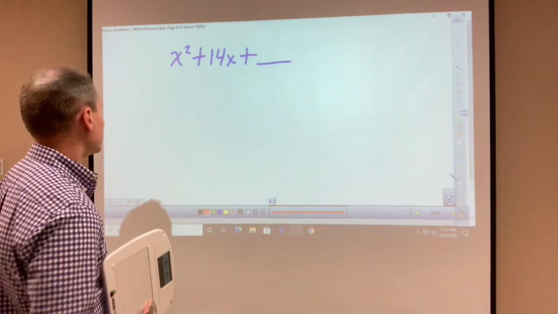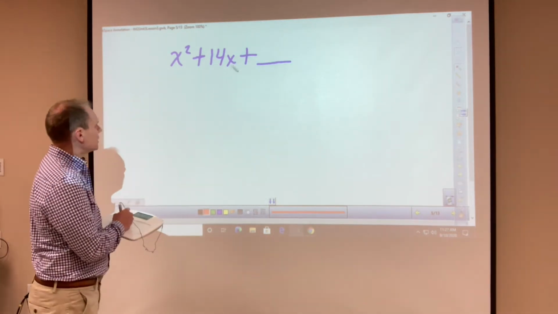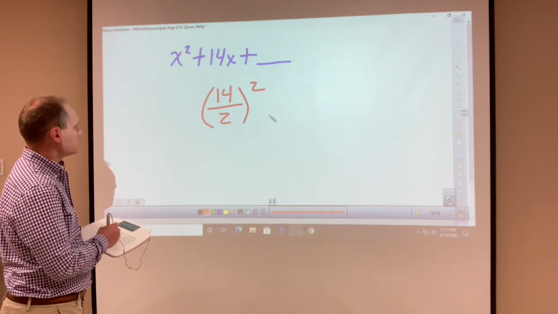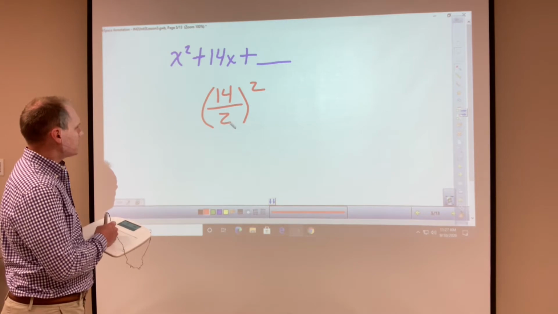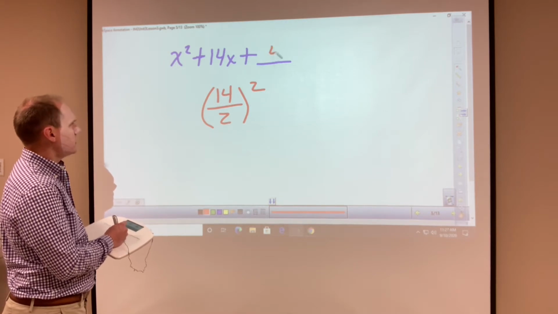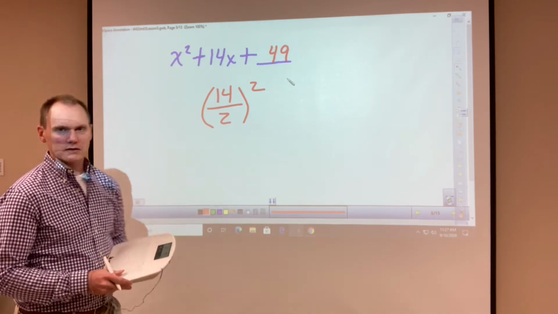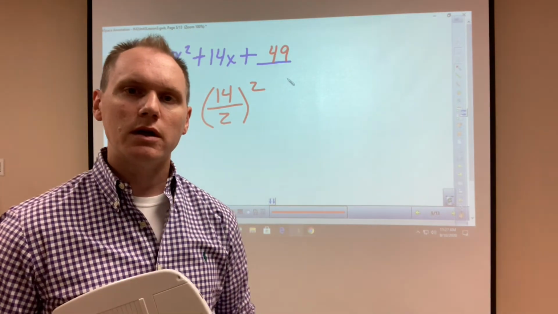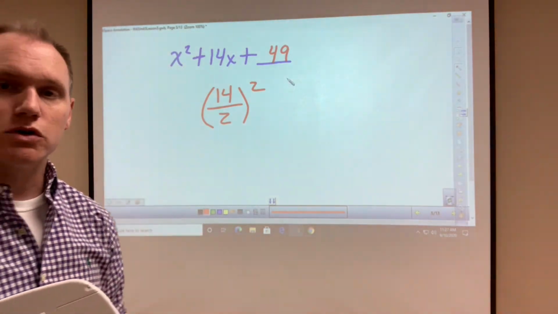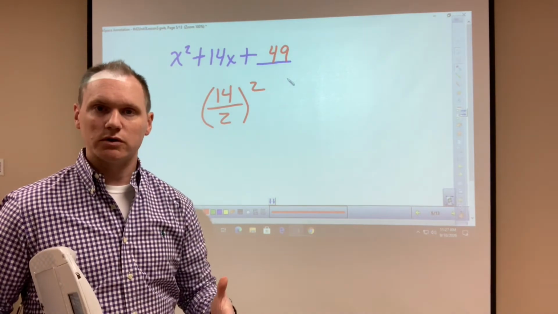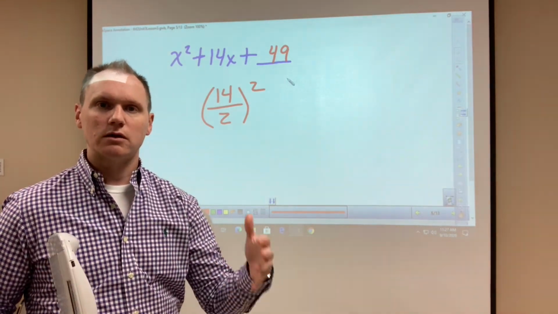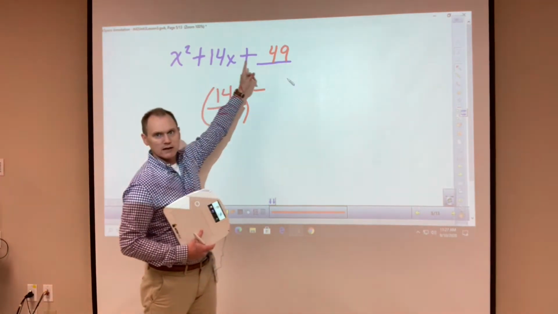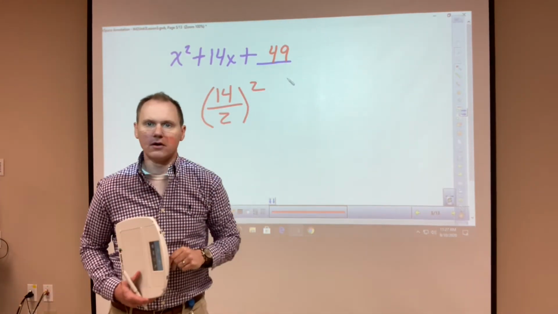All right, so hopefully you're thinking, okay, if I take B, which is 14, and divide it by 2, and then square it, 14 divided by 2 is 7, squared is 49. And yes, that is correct. 49 would need to be in the blank in order for it to factor to a perfect square, which is going to be x plus 7 squared, right? Because 7 and 7 add to 14, and 7 and 7 multiply to give us 49.